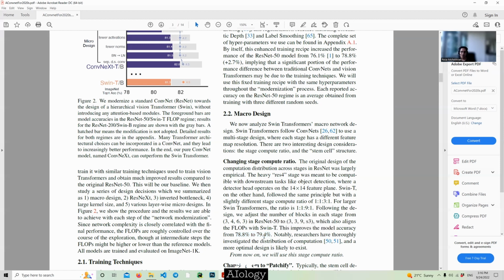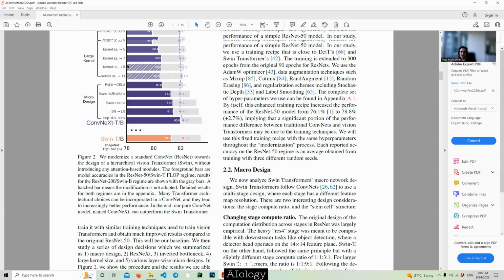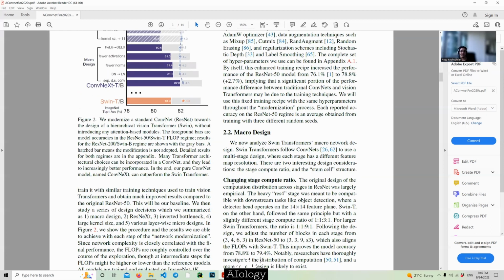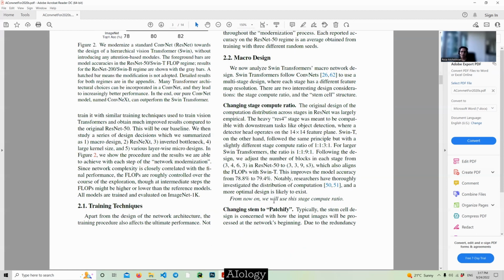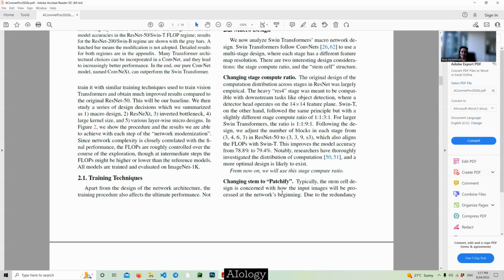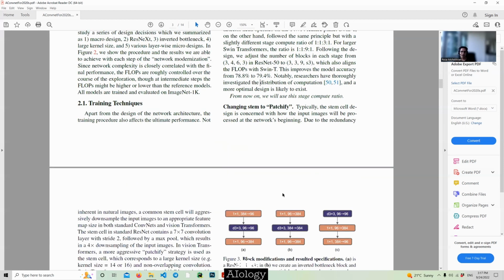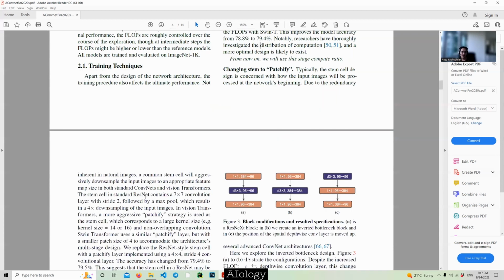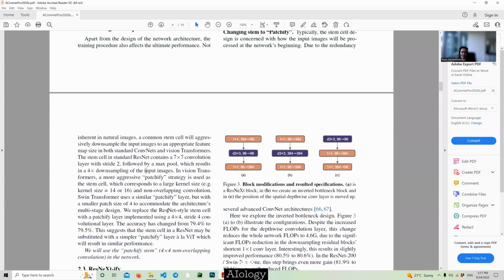Each of these steps is not drastically changing the performance, but putting these steps all together in one network can gain a drastic change. So another part is changing the stem to patchify. The stem of the residual neural network, it's mentioned here, was a 7x7 convolution layer with stride 2, followed by a max pool, which results in a 4x downsampling of the input image. And they replaced that stem cell using a 4x4, stride 4 convolution layer.